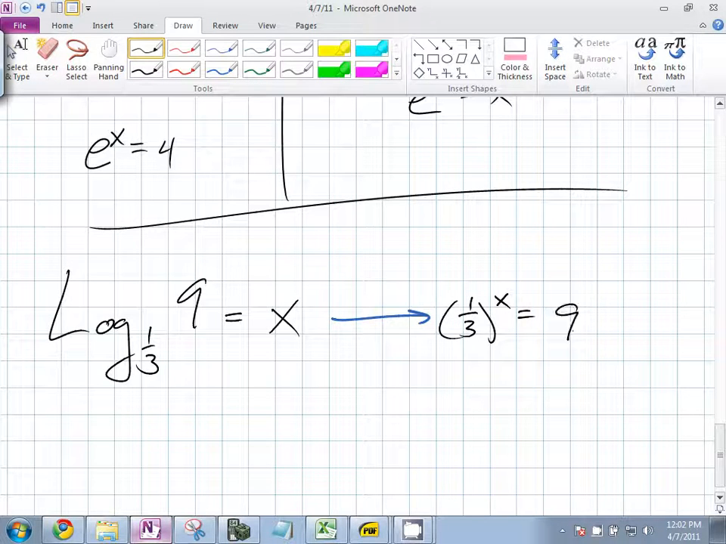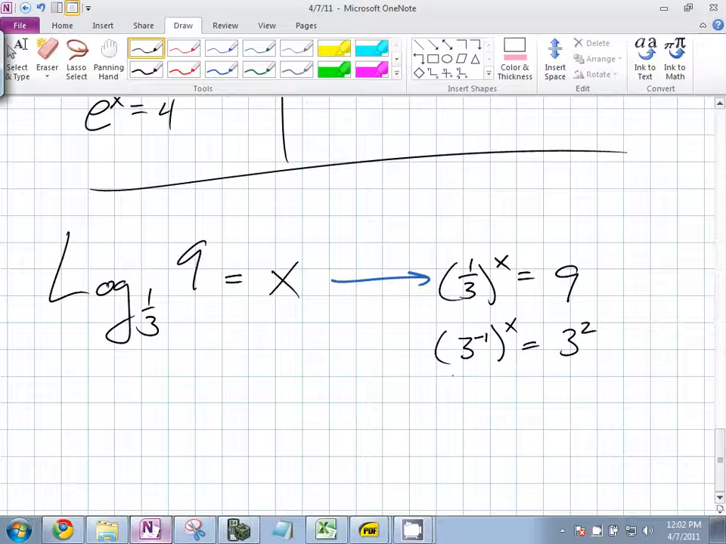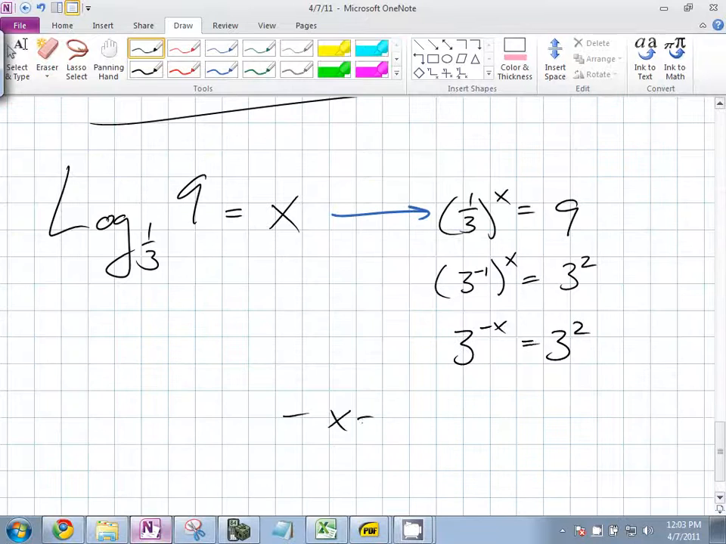Now, here's something that we didn't talk about yesterday that's super important when dealing with logs and exponents. Whenever you see certain numbers, you need to rewrite them as exponents. Things like 1/3 and 9. What is 9? What's 1/3? What happens with powers of powers? What do you do with them? Multiply. So what's that? 3 to the negative x. So what does negative x equal? So x is equal to negative 2. Well done.